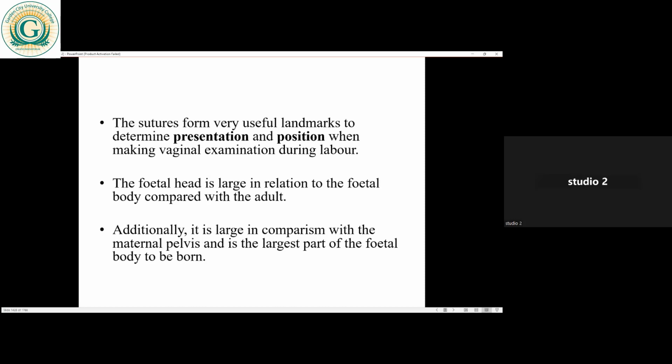The fetal head is large in relation to the fetal body compared with the adult. Additionally, it is large in comparison with the maternal pelvis, and it is the largest part of the fetal body to be born. In any obstetric book, you see that the baby is flexed with a very big head, and this big head is going to be born. So we have to learn the head very well.